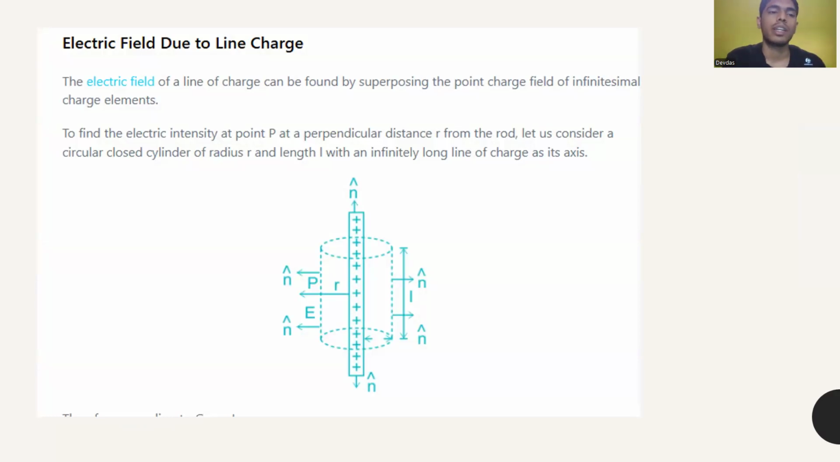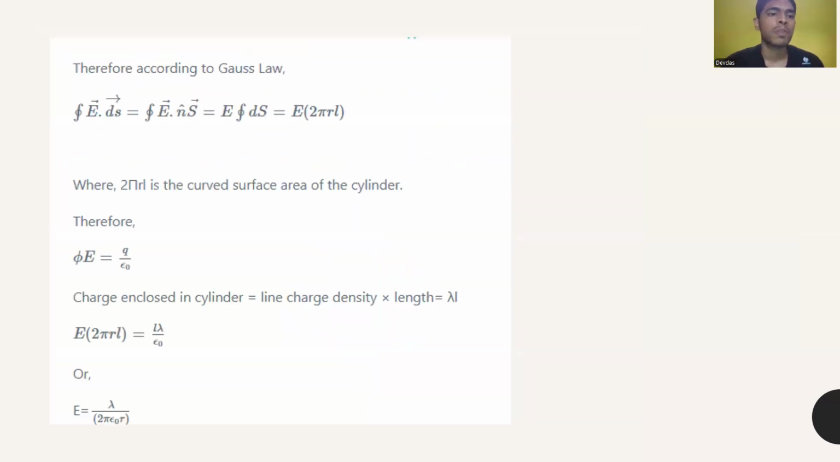So, electric field due to a line charge. The electric field of a line charge can be found by superposing the point charge field of infinitesimal charge elements. To find the electric intensity at point P at a perpendicular distance r from the rod, let us consider a circular closed cylinder of radius r and length L with an infinitely long line of charge as its axis. So you can see this is the electric field due to a line charge. Therefore, according to Gauss law, you can see the equation.